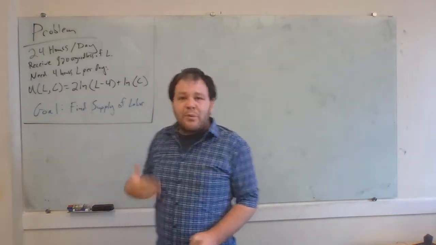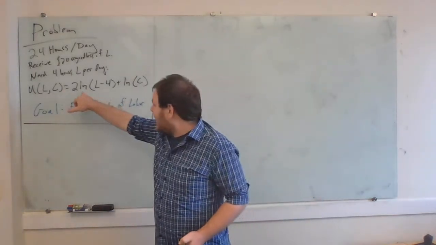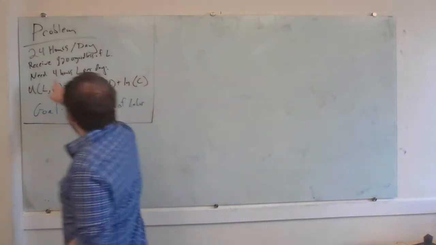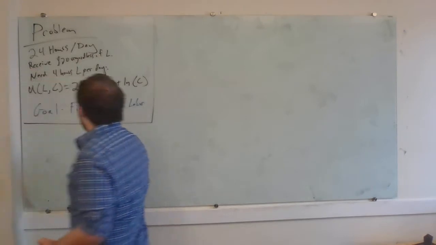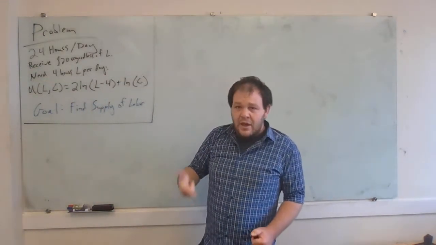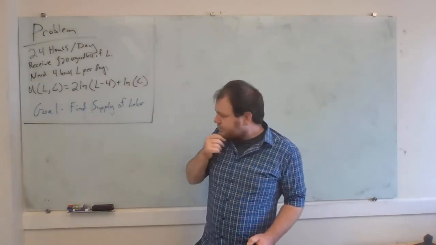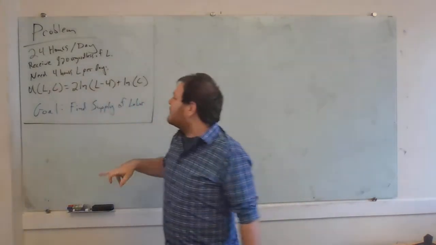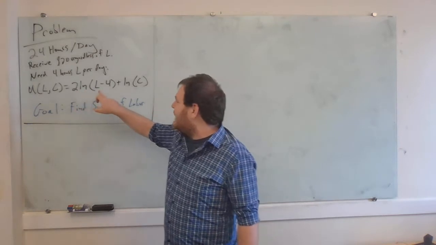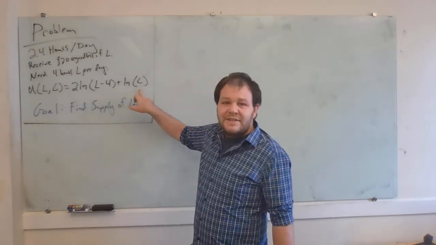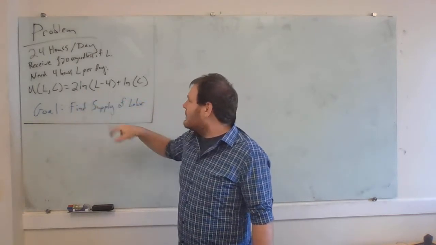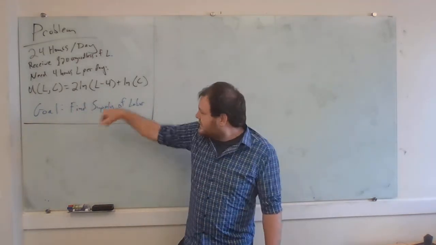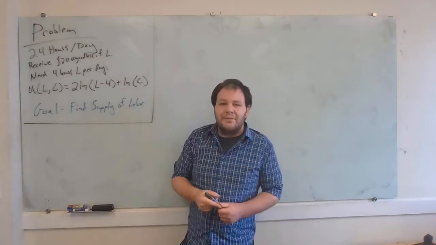The other side, I've got my preferences. I have something that looks kind of like a Cobb-Douglas utility function, except that I have a subsistence constraint where I need at least 4 hours of leisure per day or I die. So as a consequence, instead of just 2 ln L plus ln C, my preferences are going to be represented by 2 ln of (L minus 4) plus ln of C. If I've got less than 4 hours of leisure, this is going to become negative infinity. And my goal is going to be to find my optimal supply of labor.